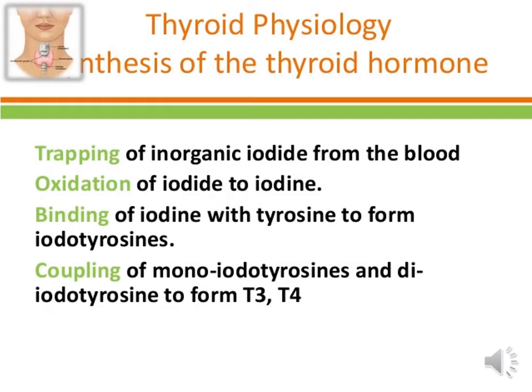The physiology of the thyroid gland. The thyroid physiology: there are hormones that are secreted from the thyroid gland. Trapping of inorganic iodine from the blood, oxidation of iodide to iodine, binding of iodine with tyrosine to form iodotyrosine, coupling of monoiodotyrosine and diiodotyrosine to form T3 and T4. وظيفة الثايرويد gland هي من خلال this function: trapping, oxidation, binding and coupling.